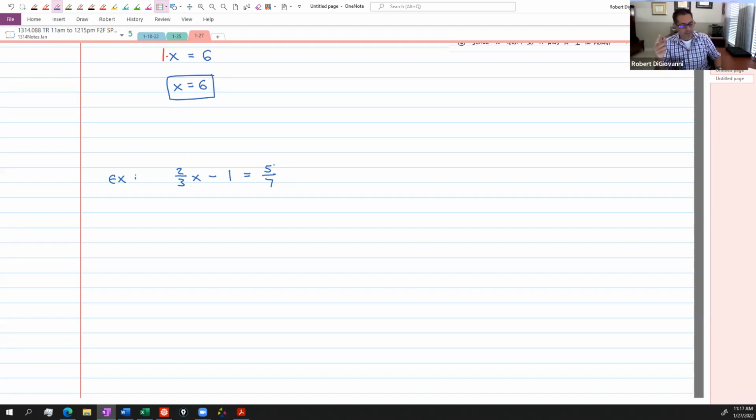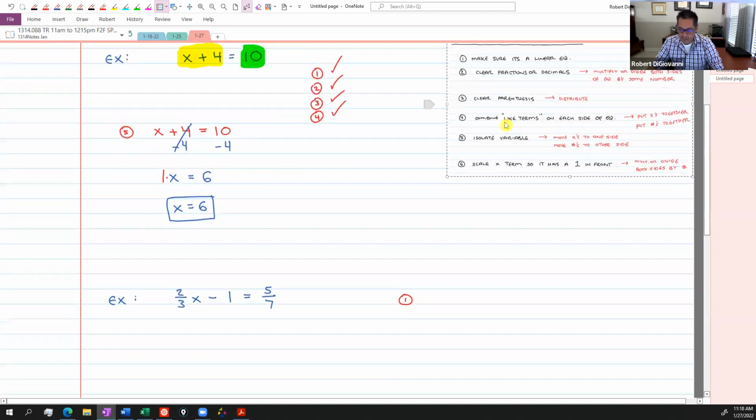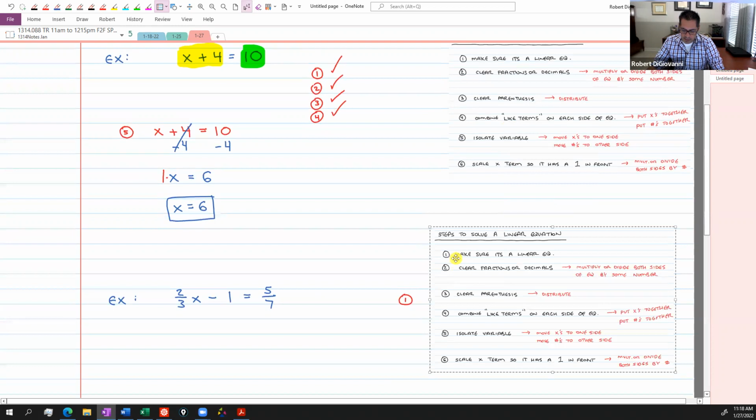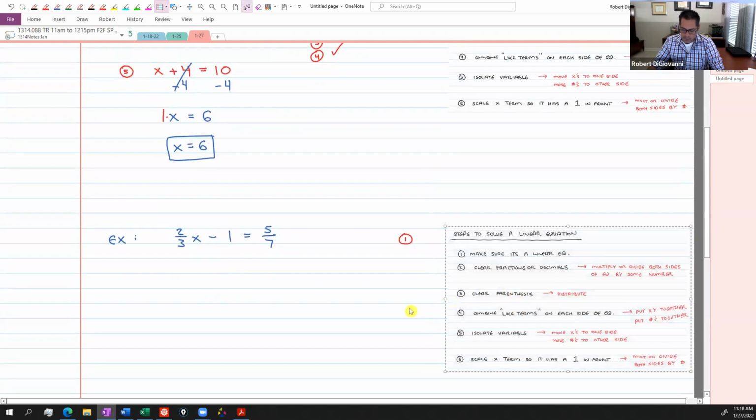Now, first step is make sure it's a linear equation, right? So is it linear? Let me grab these steps here. I'll put these down here. So is it a linear equation? You can just nod your heads. Yes, yes, yes. It is linear, right? Step 2, clear the fractions.